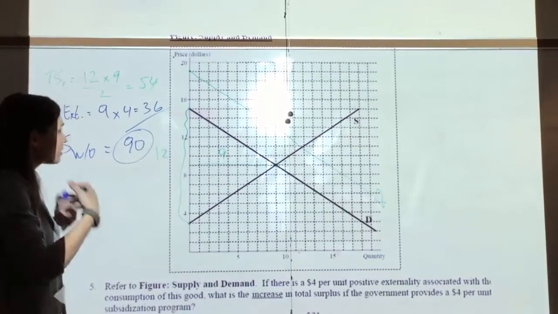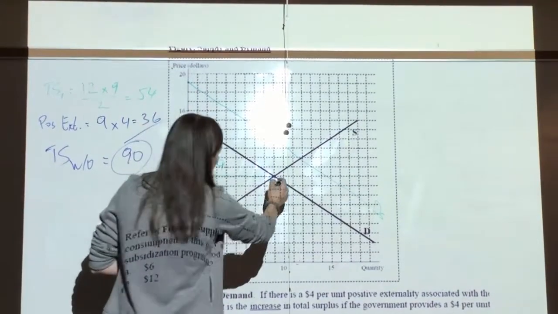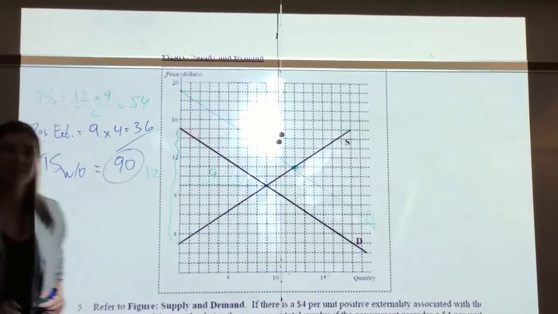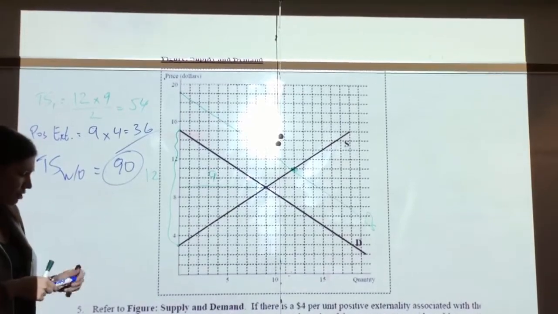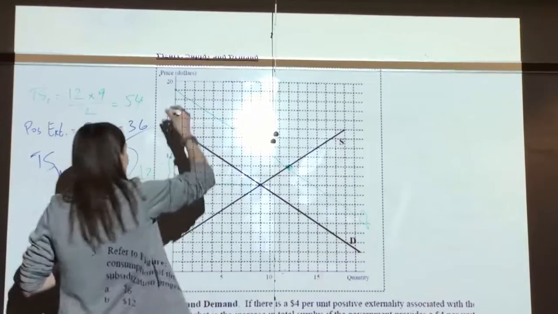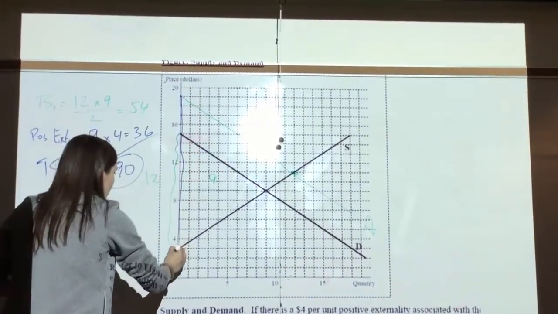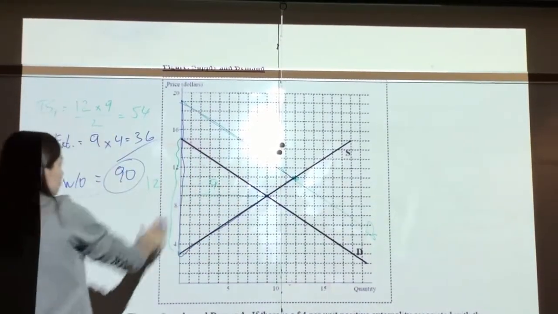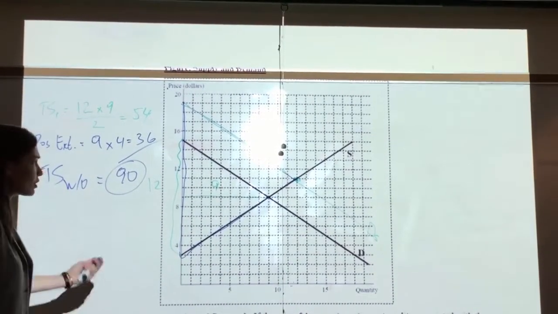Now, what is total surplus in this situation? This is actually where they intersect. So how can I find total surplus? It is the area of the whole big triangle, so it's this whole area. And the difference between the area of this triangle and 90 is going to get us our extra total surplus. So now I just need to find that.